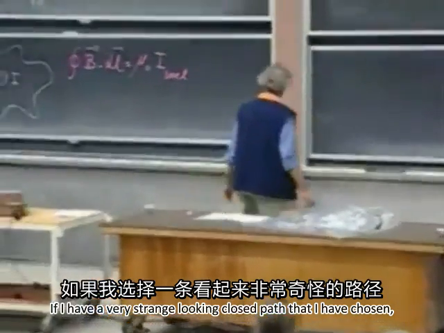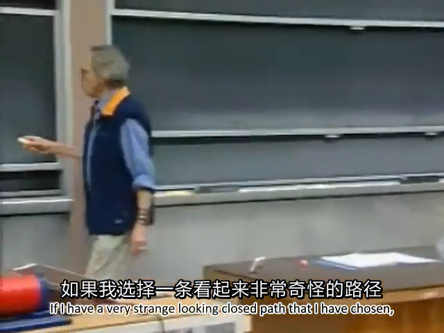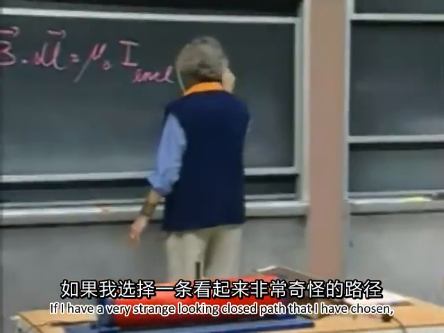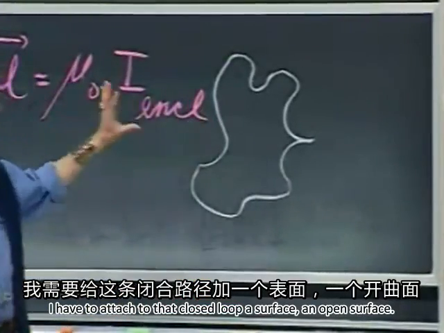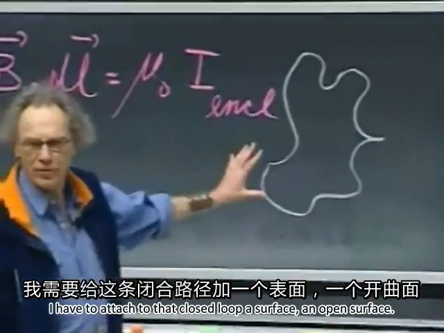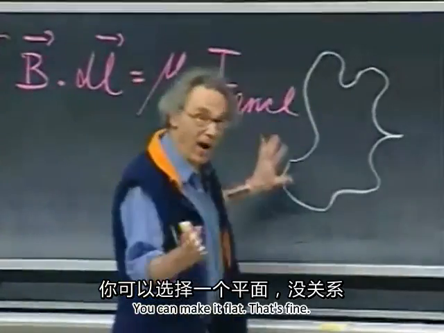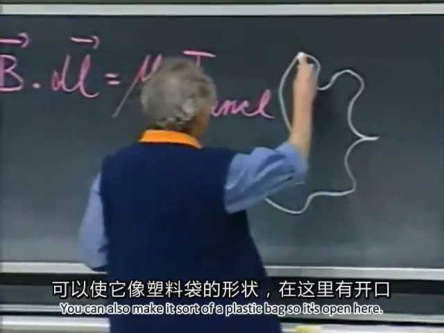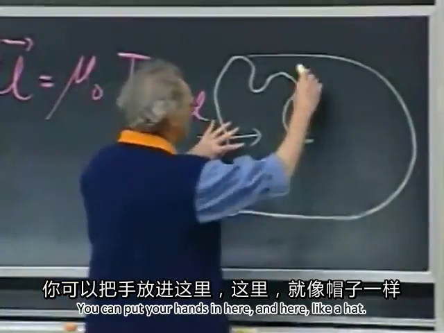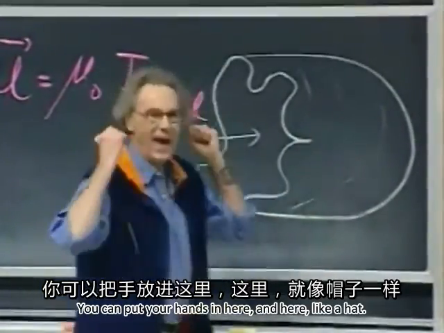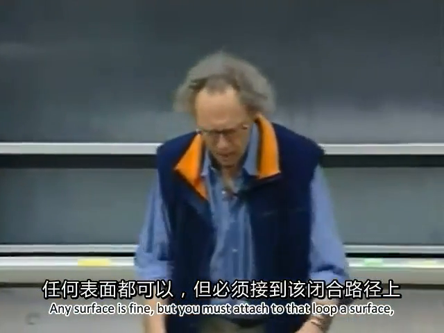If I have a very strange looking closed path that I have chosen, that's the path I walk, I have to attach to that closed loop a surface, an open surface. That's mandatory. You can make it flat, that's fine. You're free to choose it. You can also make it sort of a plastic bag, so it's open here. You can put your hands in here and here. It's like a hat. Any surface is fine, but you must attach to that loop a surface.